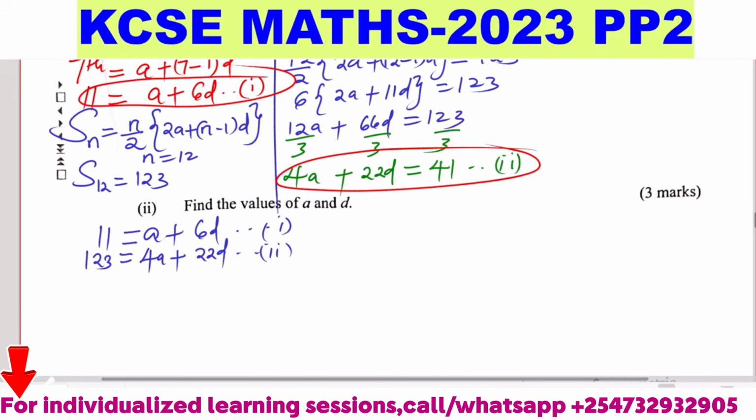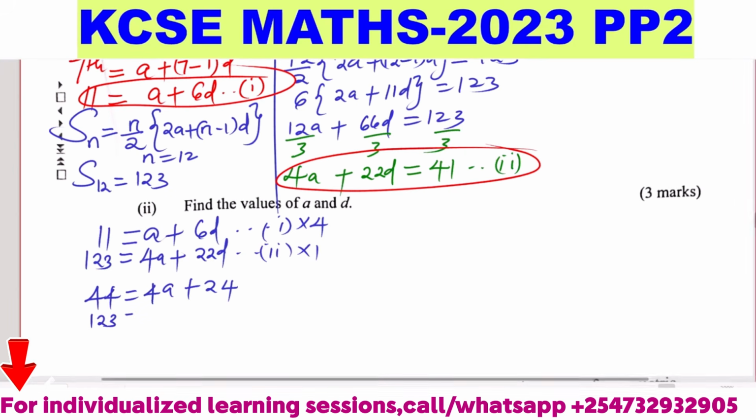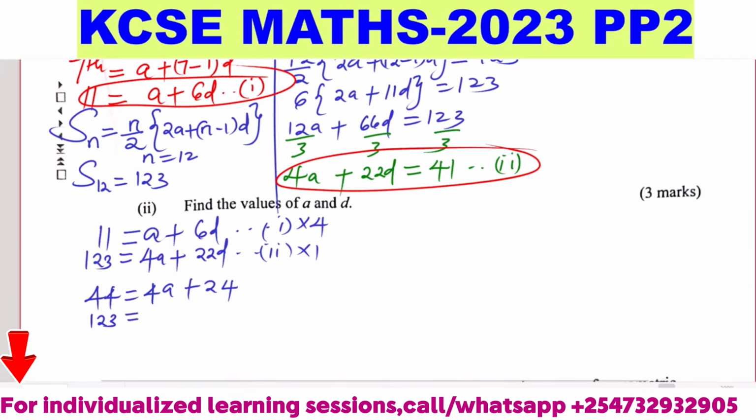So use the elimination method. I will eliminate A. So to make A uniform, I'll multiply the first one by 4 so that I get 4A, and subtract the second one 4A. Multiply the whole of equation 1 by 4. So you get 44 is equal to 4A plus 24D. Then the second equation is just multiplying that one by 1. Get 123 is equal to, not 123, something wrong here.